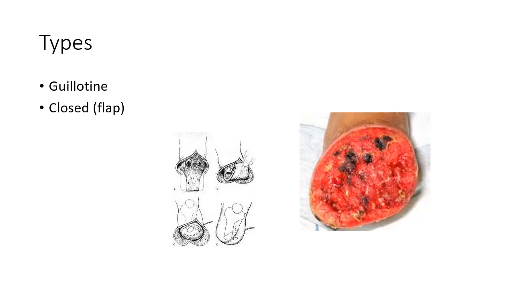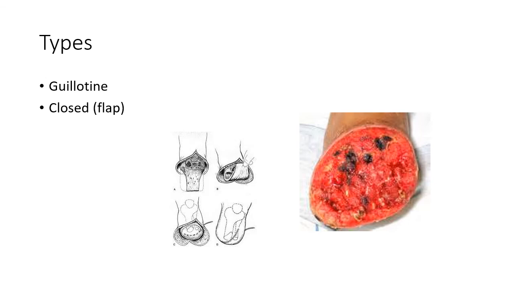The types of amputation are two: guillotine and closed. Guillotine amputation is a surgery performed without closure of the skin in an urgent setting. Usually the indication is catastrophic trauma or an infection control measure, for infected gangrene or something. So it is kept open.